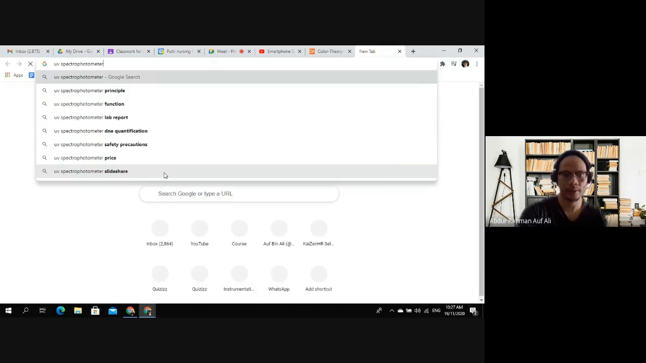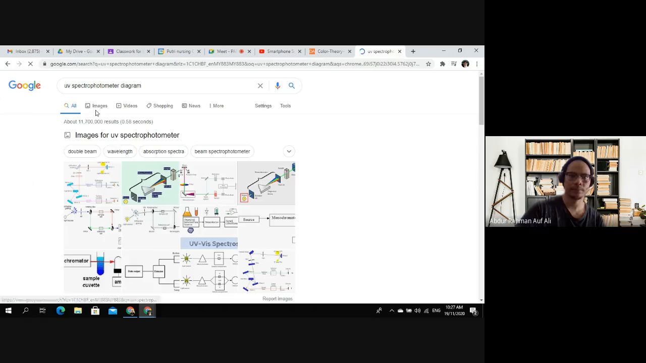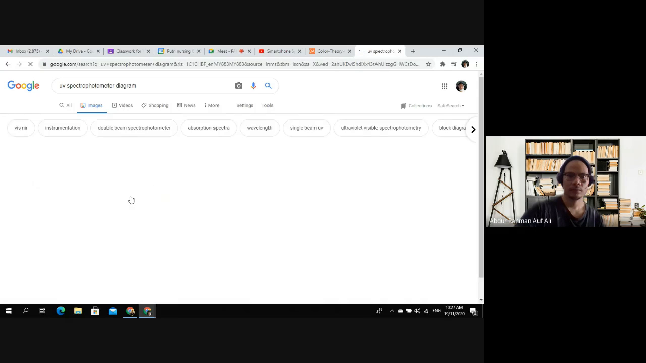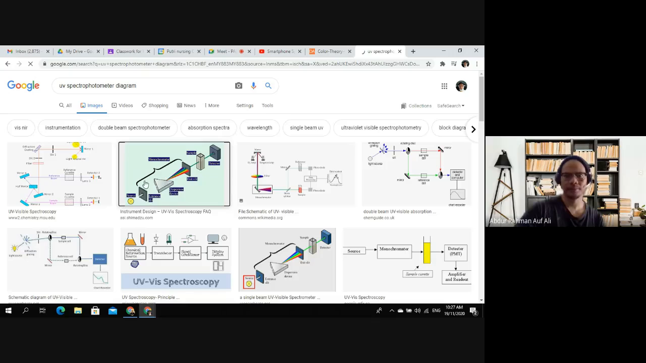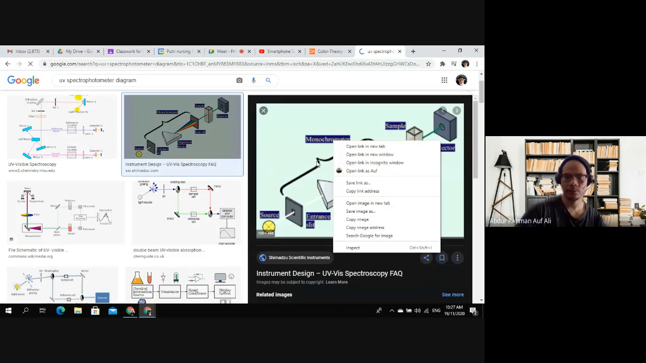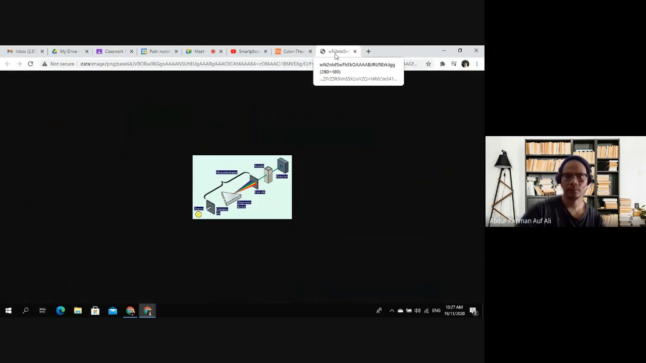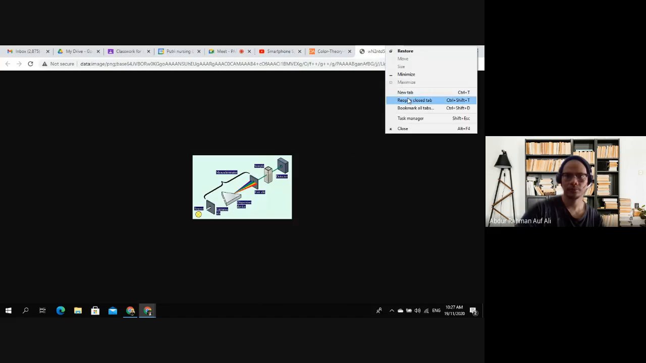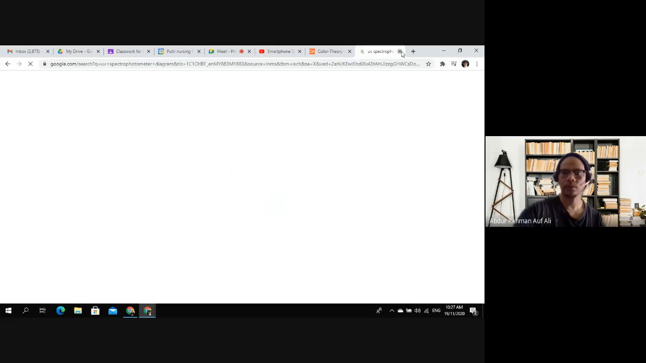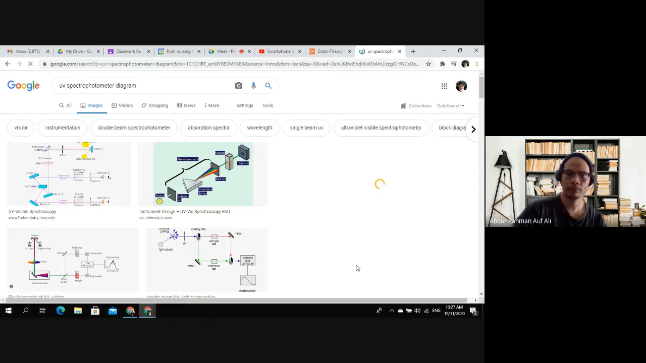Spectrophotometer diagram. This is also in the lecture notes dalam Google Classroom. Okay, so this is the keratan rentas, the diagram, simplified diagram of a spectrophotometer. Saya sepatutnya buka ni dulu tadi. Oh, my bad. Tunggu dulu. Nampak tak?